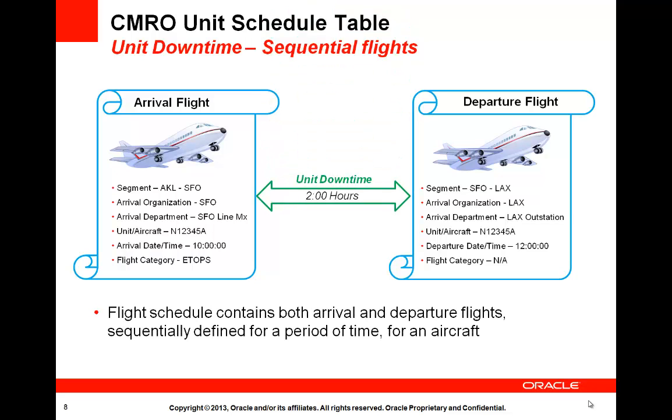During a unit downtime, a sequential flight is shown here in this example. It contains both an arrival and departing flight, sequentially defined for a period of time for an individual aircraft. In this example, there's a unit downtime of 2 hours.